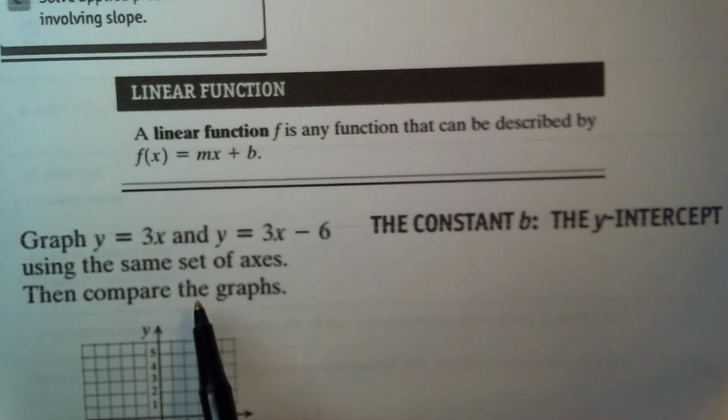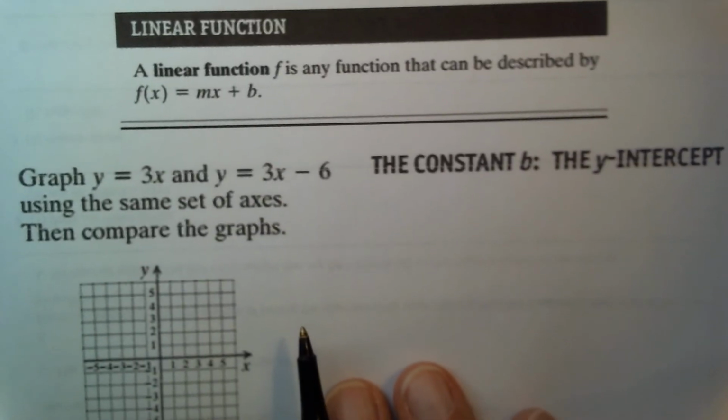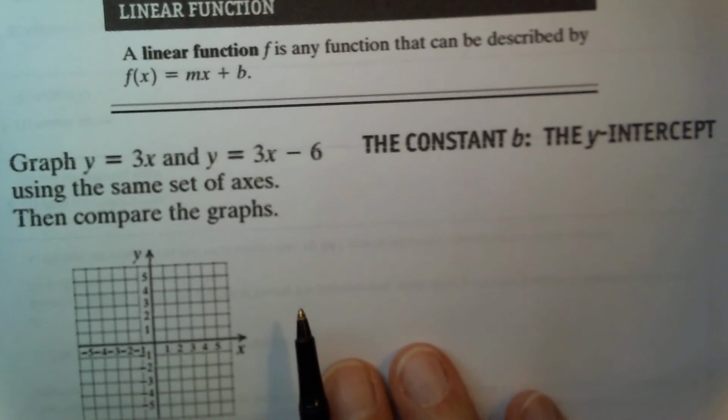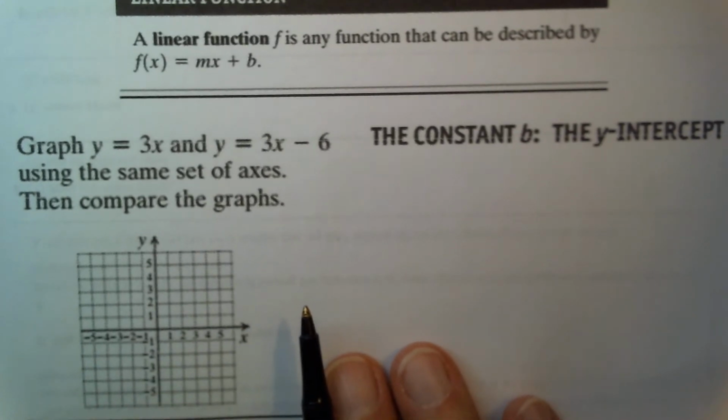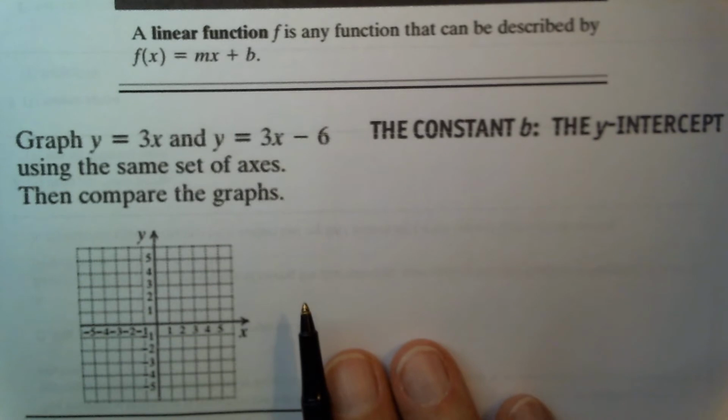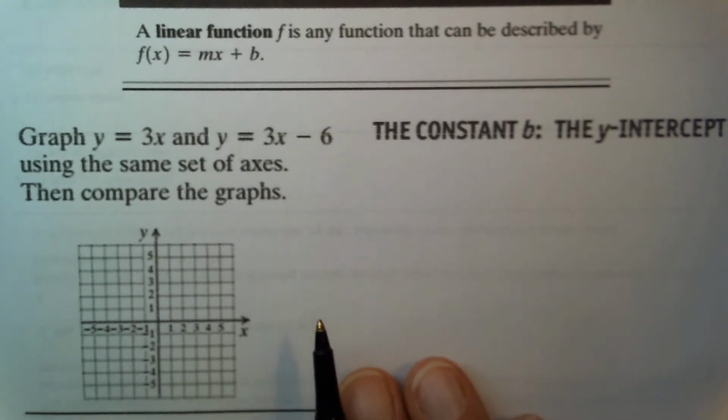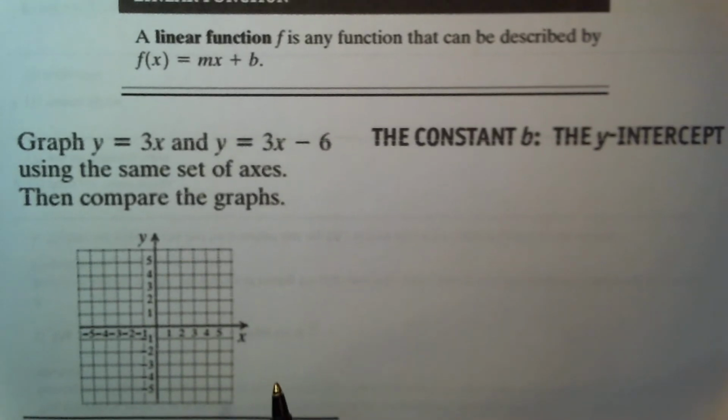So let's look at an example. It says here, graph y equals 3x and y equals 3x minus 6 using the same set of axes. Then compare the graphs. So let's do that. We did this in the previous section, how to graph the equation of a line. And so let's do it here.